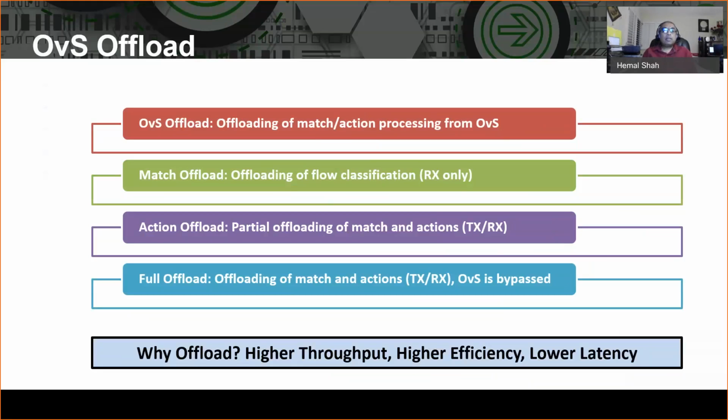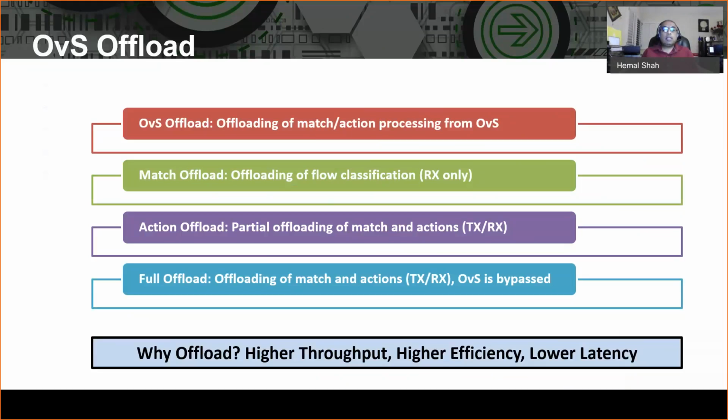If you look at different aspects of offload within that, there are a couple of partial offload models, and then there is a full offload. The match offload basically refers to just offloading the classification or match piece of OvS to help with the software processing. This applies to receive side only. For the action offload, this is the case where partial offloading of actions are being handled by the NIC. It applies to both transmit and receive direction.